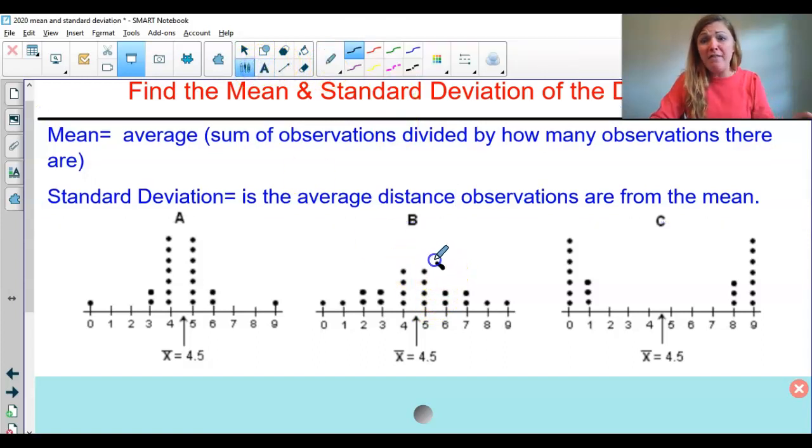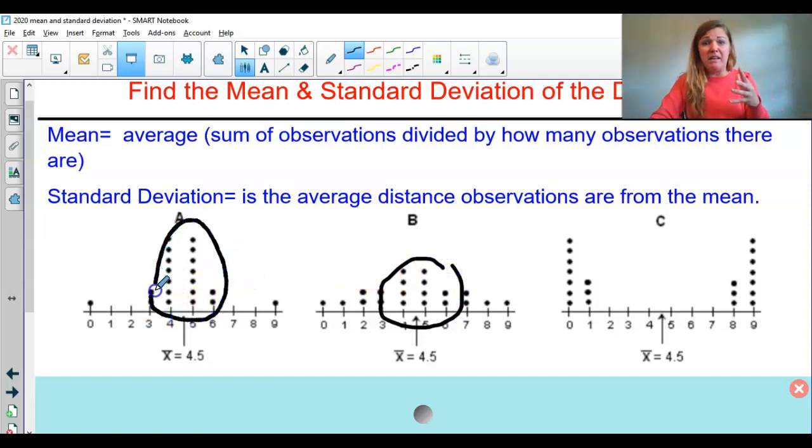Look over here, you guys. I have a good chunk of ones that are closer to the mean. And here I have a lot that are close to the mean. Do I have some that are far from the mean? I do. But on average, this doesn't have any by the mean. So this is going to have the largest standard deviation, the biggest standard deviation.